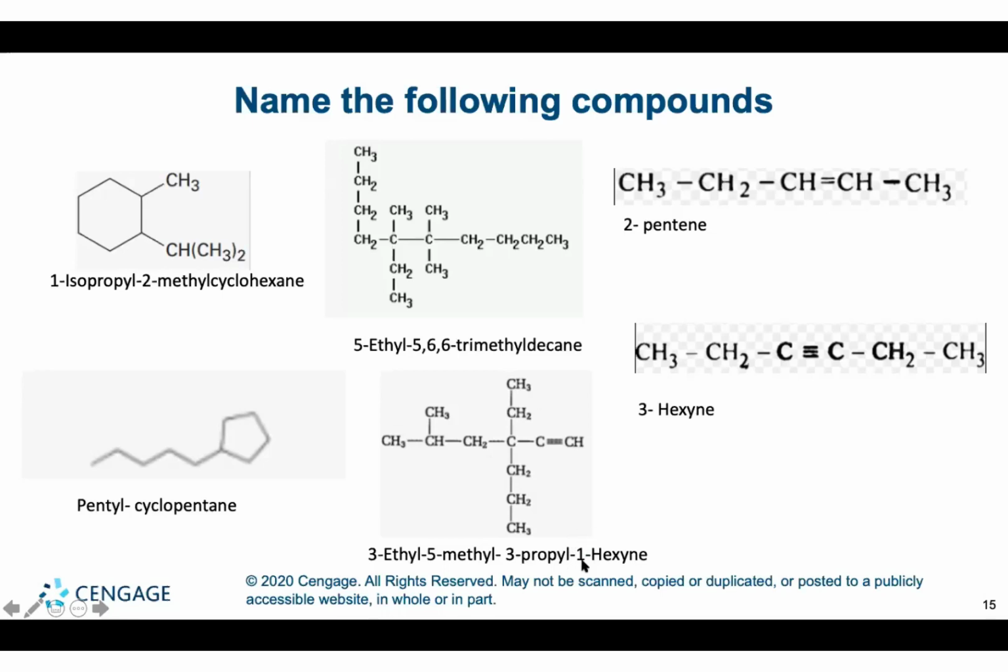Why don't I choose this one, guys? Because I have more branches in here. When I choose this one, I have more alkyl group branches on it.